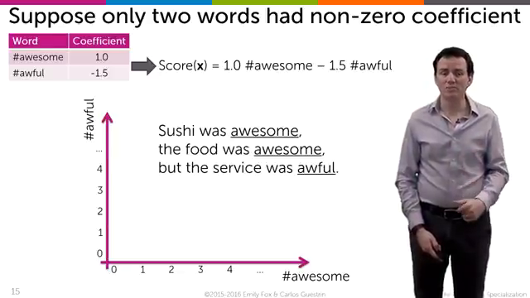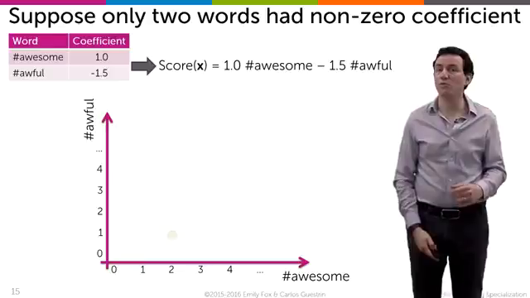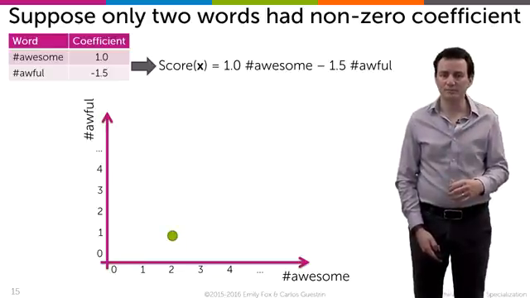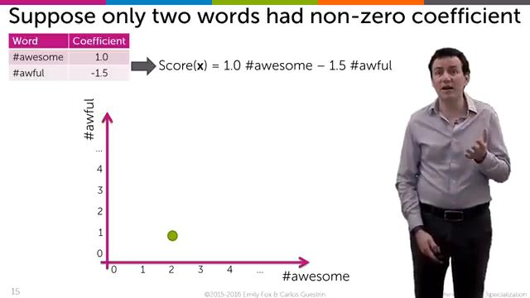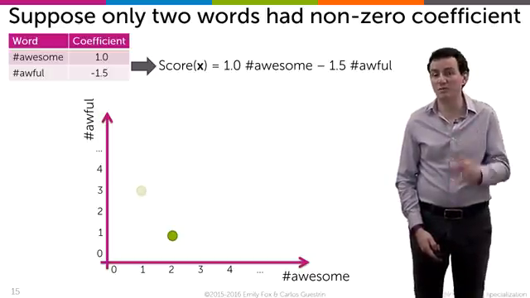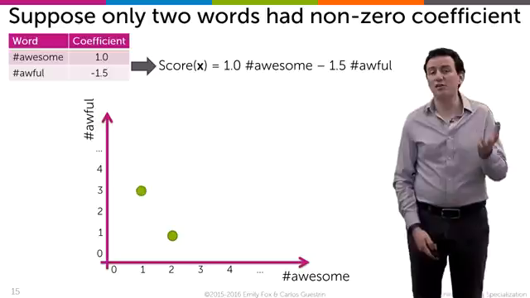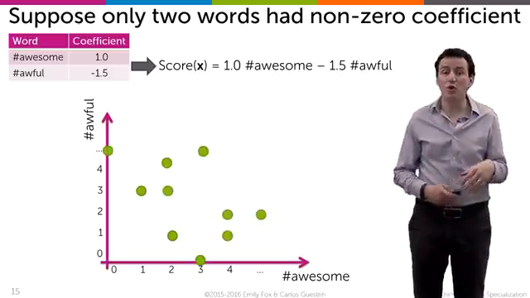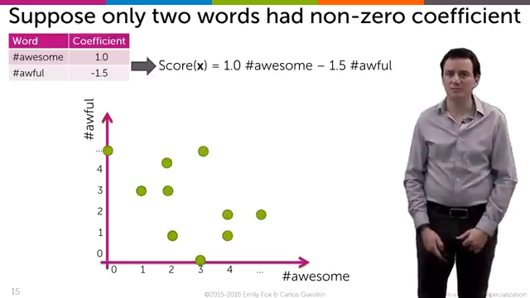Where do I plot that into a space? We're going to have 2 awesomes and 1 awful, so it gets plotted at the 2, 1 point. And then every sentence that I might have in my training data set or in my prediction set might have, say, 3 awfuls and 1 awesome, 3 awesomes and no awfuls, and so on. And I have a data set like this.